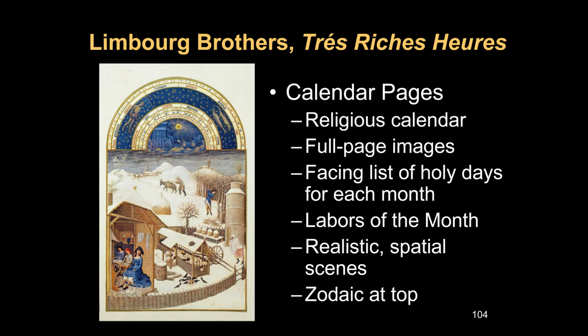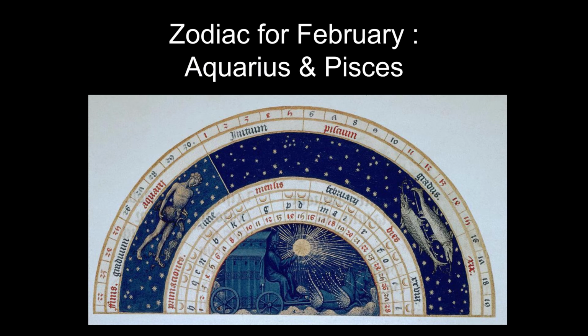Okay, just to reiterate, it's a religious calendar. There's full page images which face the list of holy days. We're seeing the labors of the months, sometimes for the aristocrats, sometimes for the peasants, with these very realistic spatial scenes. And then there is the zodiac.